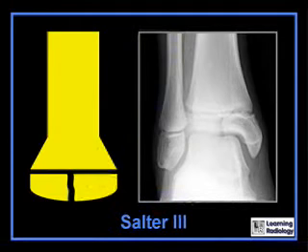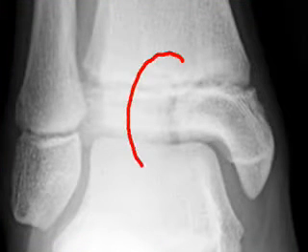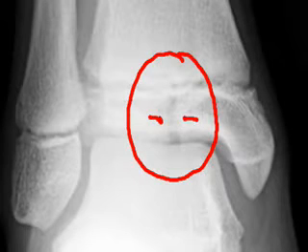This is an example of a Salter-Harris 3 fracture of the distal tibia. You can see that there is a linear radiolucency that extends through the epiphysis to the articular surface that's going to result in damage to the articular cartilage.